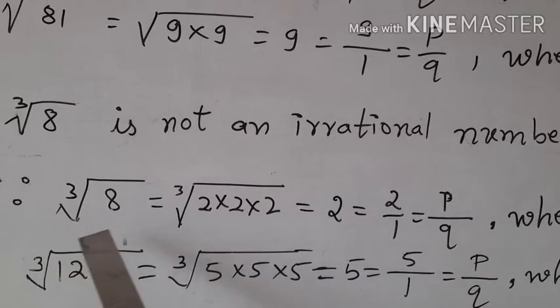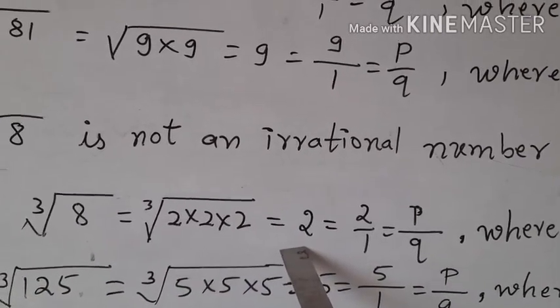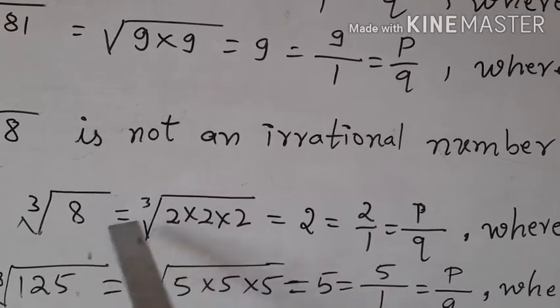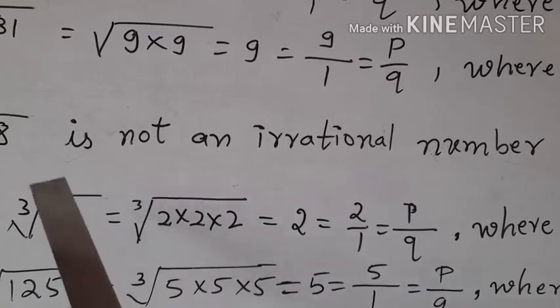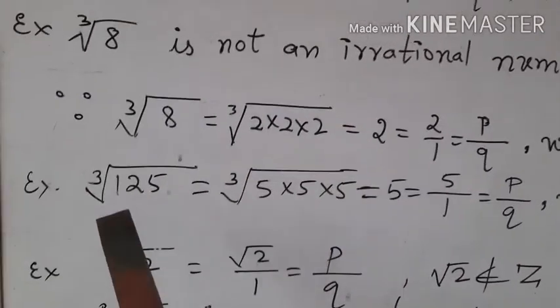That is why, children, cube root of 8 is equal to 2, which is a rational number. Therefore, cube root of 8 is not an irrational number. It is a rational number. Okay. Let us see one more example.